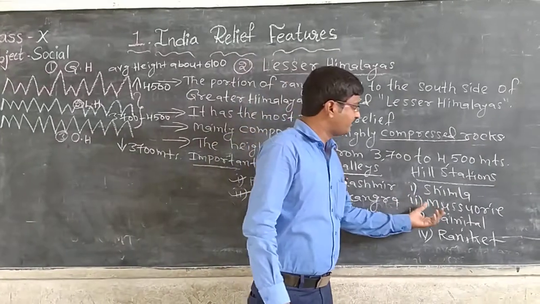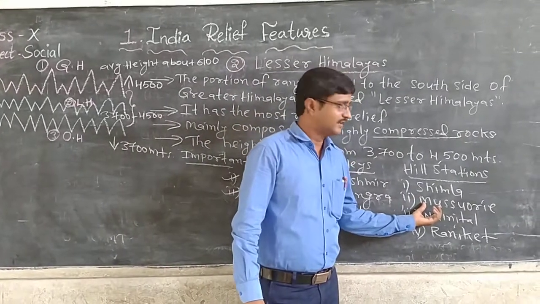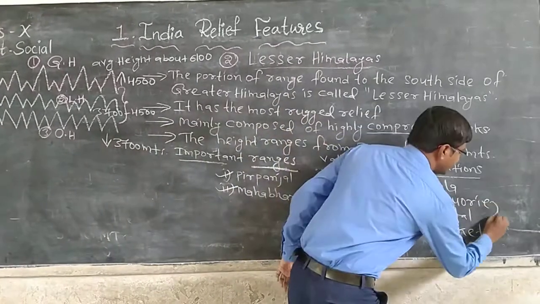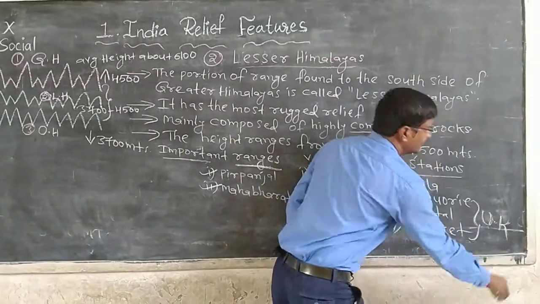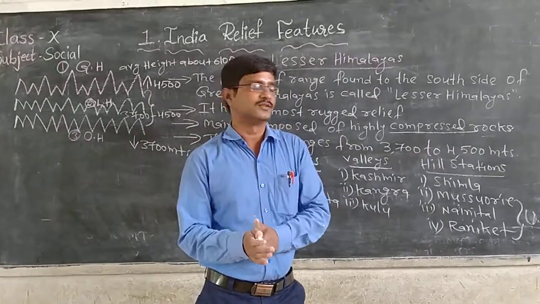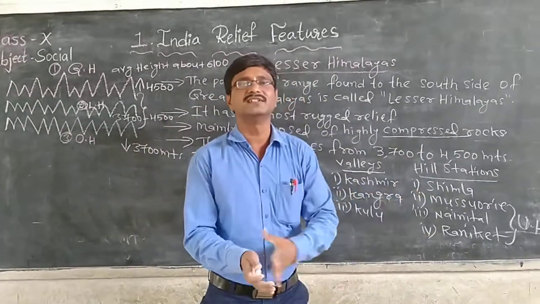Right? In the same way, Mussoorie is another hill station. Nainital, Ranikhet. These three are located in the state of Uttarakhand. What are these? These are all famous hill stations.